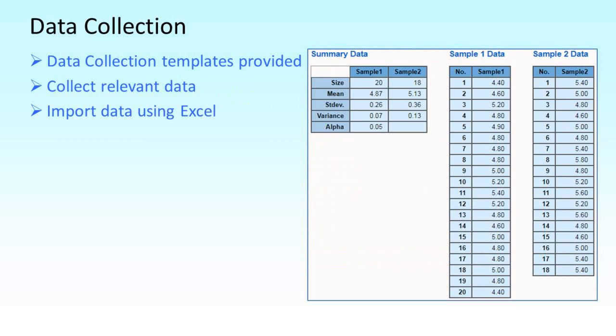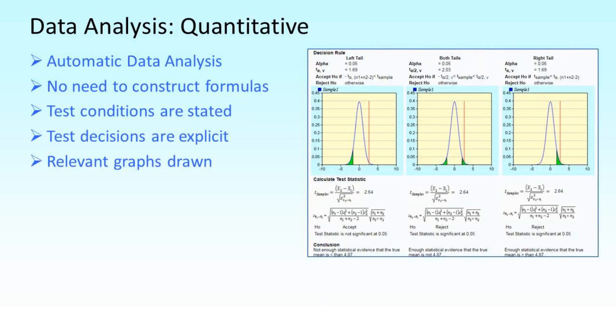Data collection is simple. Collect the required data and enter the data or upload through Excel files. Data analysis can be quantitative or qualitative. Here, the results of a t-test is displayed: one-sided left, two-sided, and one-sided right. Formulas are built in with test conditions and test decisions.